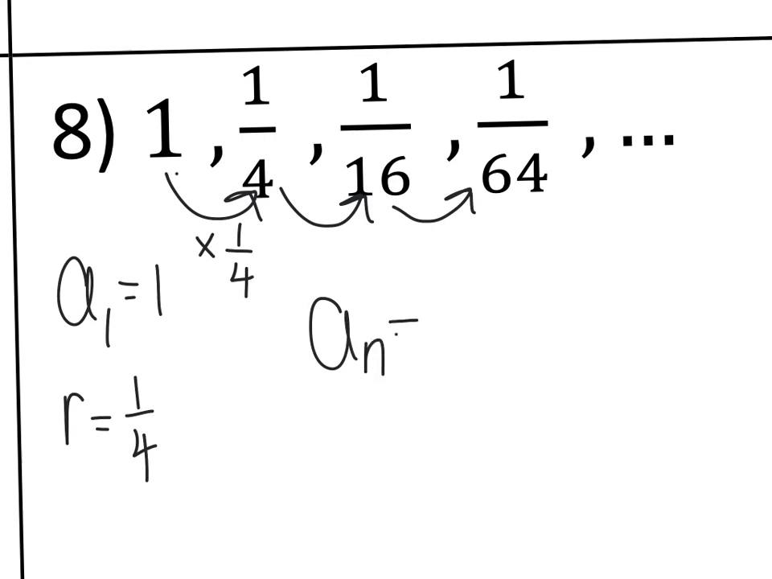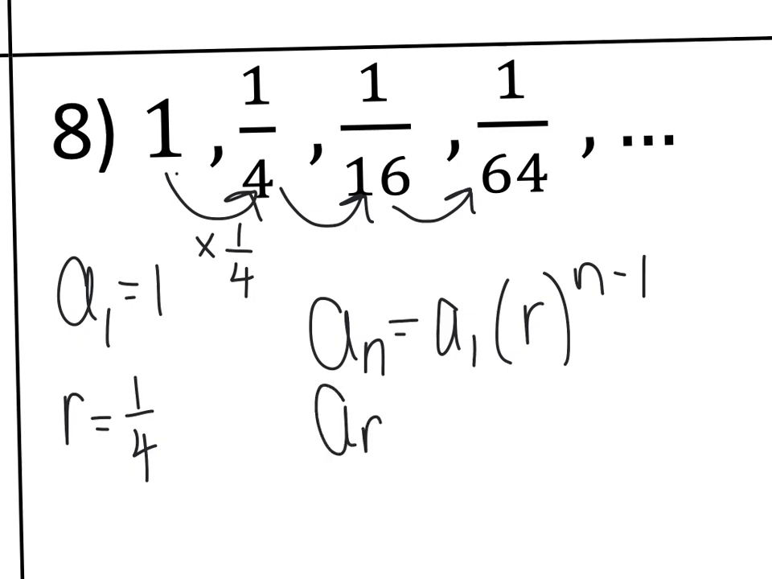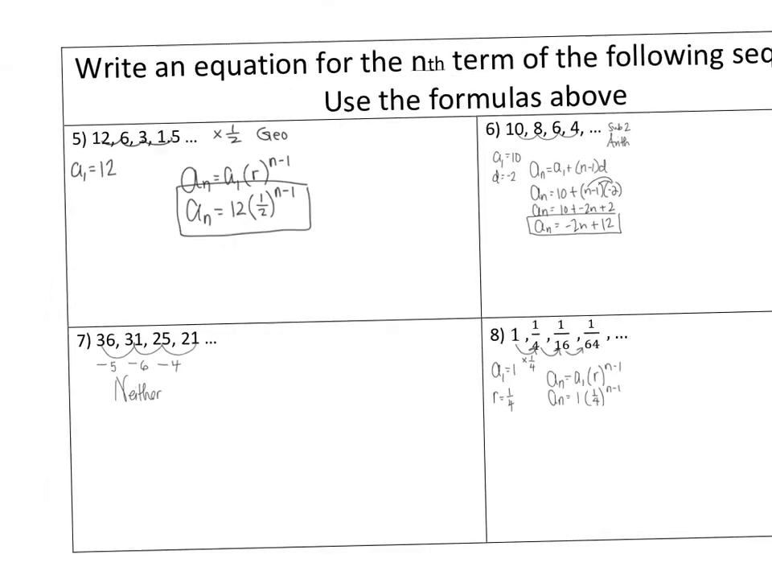So my geometric formula, and then I just fill in my A1 as 1, and I fill in 1/4 as my rate, and I leave the n minus 1 alone. Now, if they were to ask me for the 20th term, then that n would become a 20. But right now, we're just writing an equation.